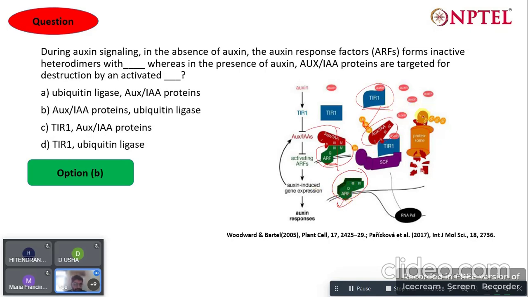Now, as this Aux/IAA is ubiquitinated, it's a general mechanism that everything that is polyubiquitinated in a mammalian cell, or in higher eukaryotes, goes into degradation. So here it goes into degradation via the proteasome. So this is the general scheme of how auxin signals. Okay. So anybody has any question in this? Any doubt?